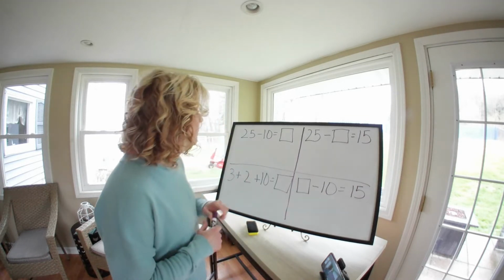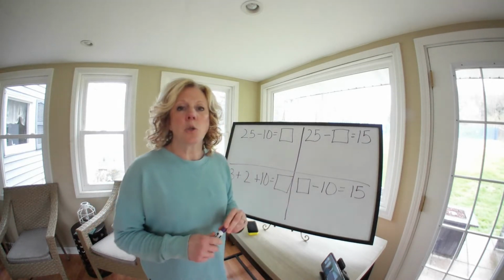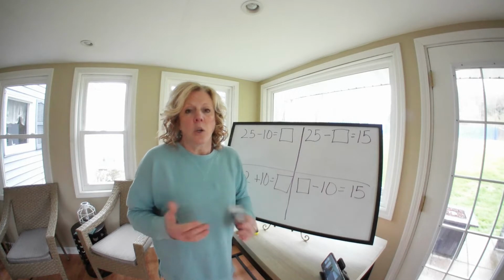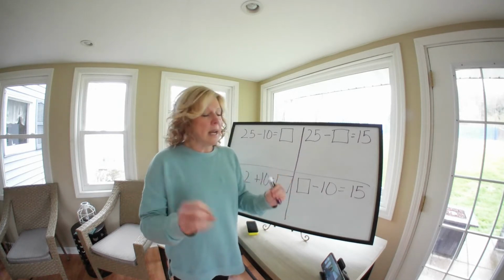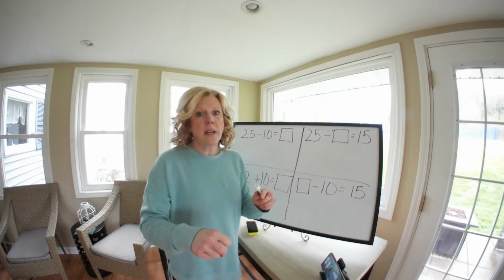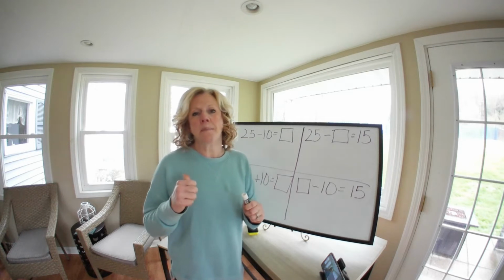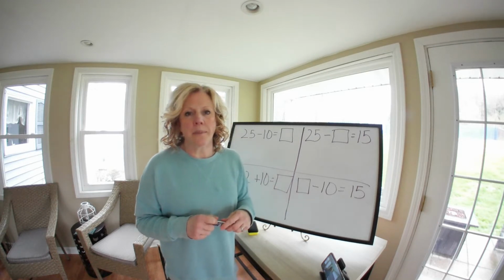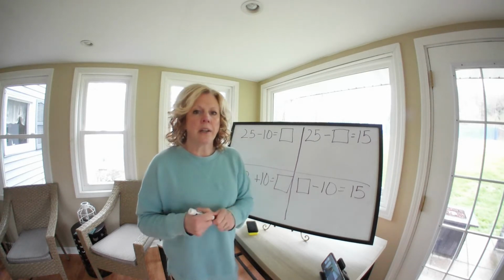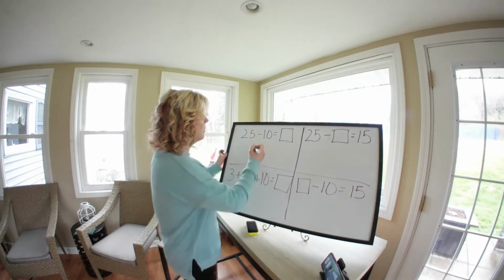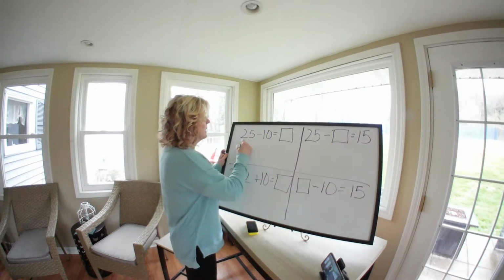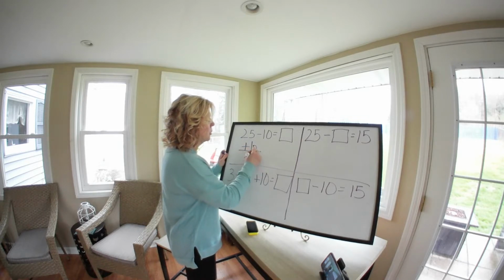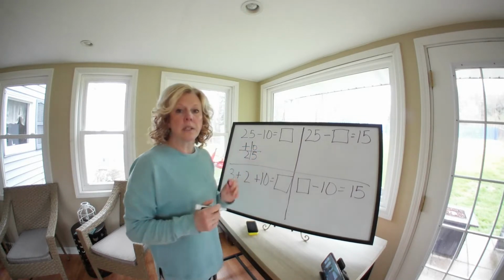Okay, now the first problem we're going to look at is 25 minus 10. What we could do is punch 25 and count backwards 10, but that's probably going to take you a while. So let me show you a little trick that you can do for yourself. What we're going to do is set up a tens and ones frame, okay? And I'm going to put the number 25 in the tens and ones frame.